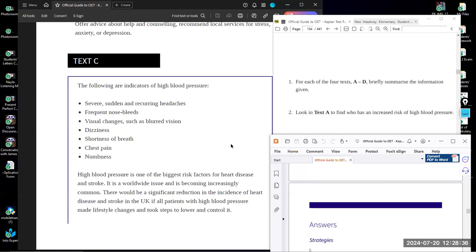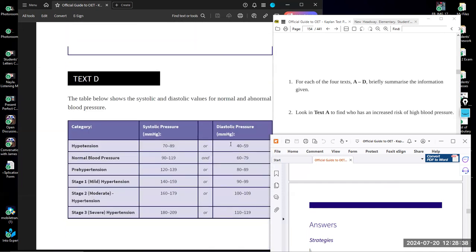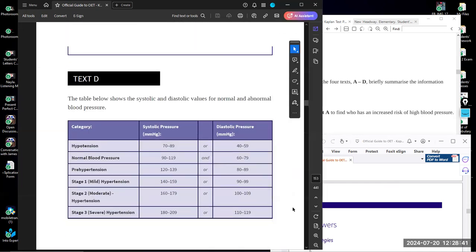Okay, now the final one. Let me show you the table, the diagram, and please try to summarize the information only in one sentence.